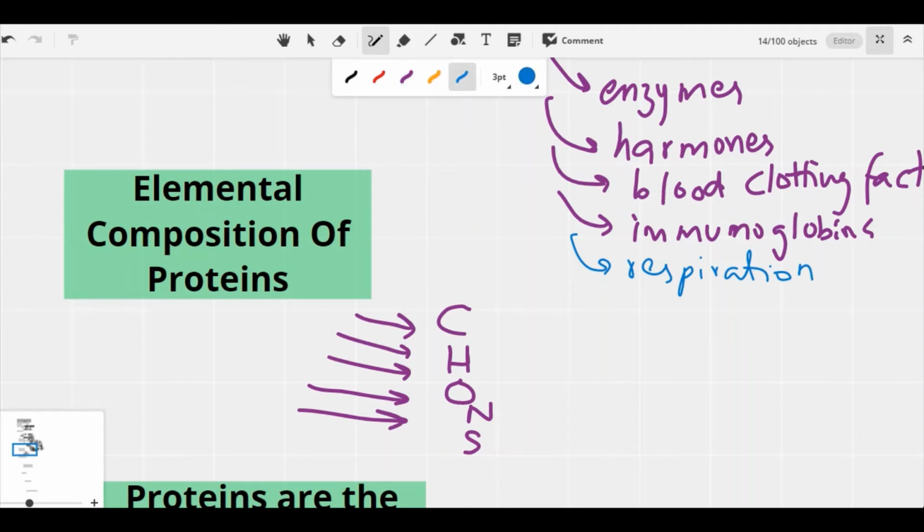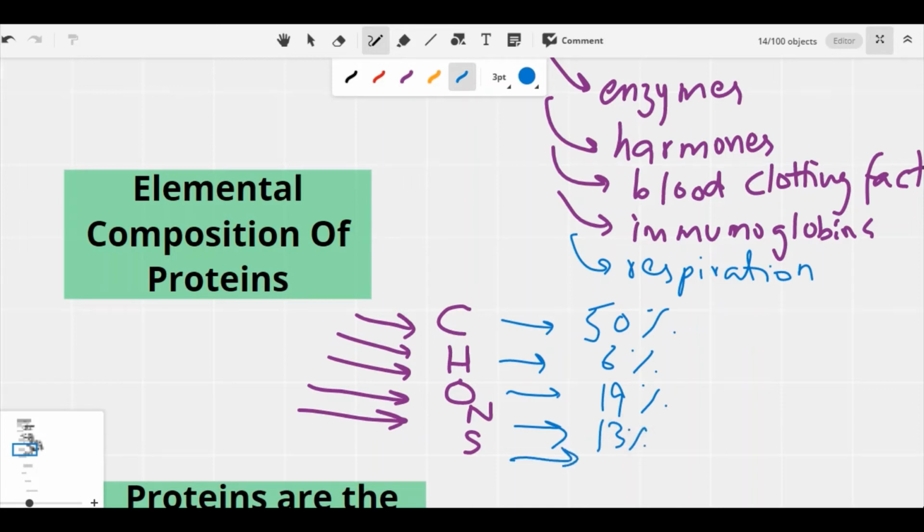Okay, approximately 50 to 55% is carbon. And hydrogen is 6 to 7%, along with the oxygen that is approximately 19% to 23 or 24%, and nitrogen is approximately 13 to 19%, and the sulfur is normally present 0 to 4%.